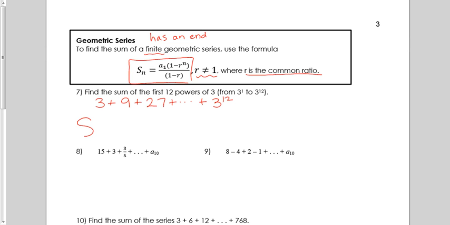So plugging in above, the sum of the first 12 terms. Up on the top, the first thing I plug in is a sub 1, so my first term would be 3. Then I have 1 minus the common ratio. Well, my common ratio is what I always multiply by to get the next term, which in this case was 3. The exponent is 12, because that's the number of terms. And on the bottom of the fraction, I have 1 minus the common ratio, which again was 3.